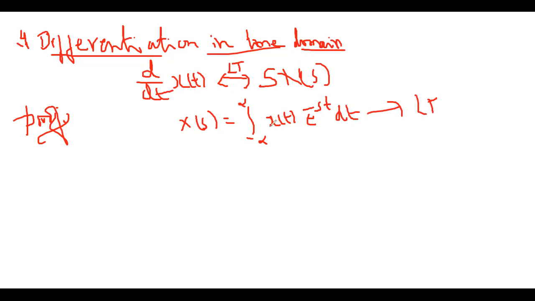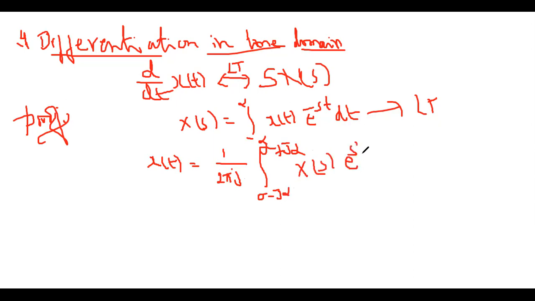Now I am applying the derivative d/dt here. It is not possible by taking the Laplace transformation directly. So we use the inverse Laplace transformation: x(t) is equal to 1 by 2 pi j, integral from sigma minus j infinity to sigma plus j infinity of X(s) with a positive exponential e^(st) with respect to s. It is the definition of the inverse Laplace transformation.